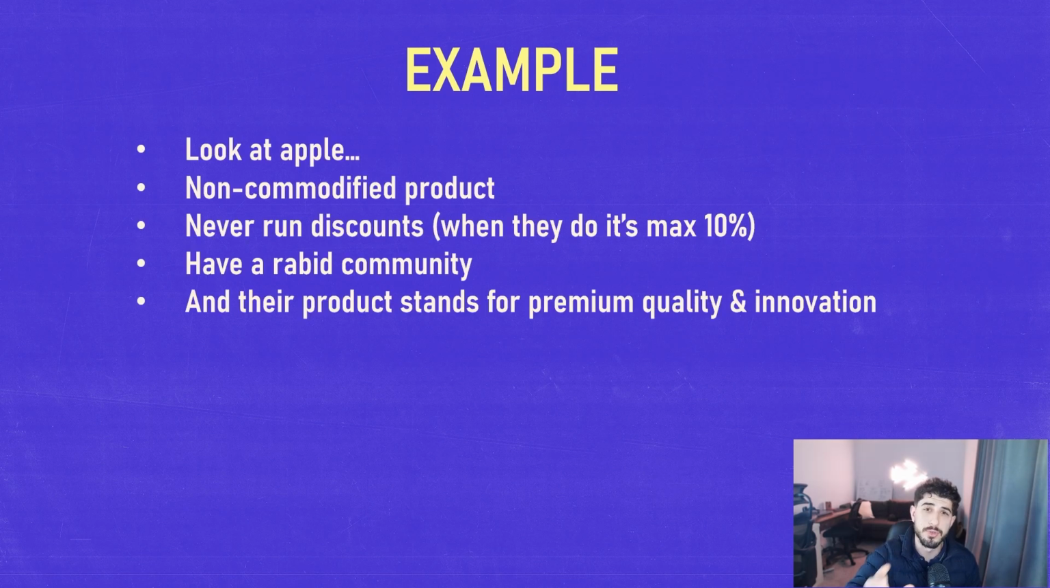If you're still a little bit confused about why this works, I'm going to get you to look at Apple. So, real life example, they have a non-commodified product. It is Apple. They have a premium product that is great. They put a lot of effort into it. It's highly sought after, somewhat luxury. They never run discounts. And when they do, it's max 10%. They have a rabid community that's going to buy whatever they put out and is always being talked about. And their product stands for something. It's premium. They stand for innovation. And whether you love them or hate them, they have a whole vibe around what they do. So they fulfill all of the criteria that we just chatted about.